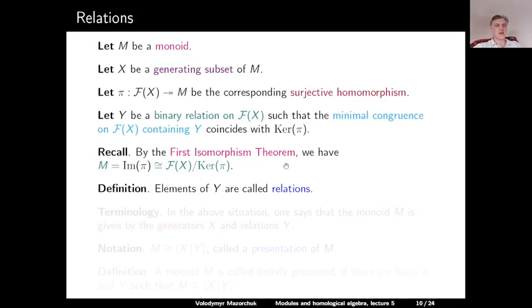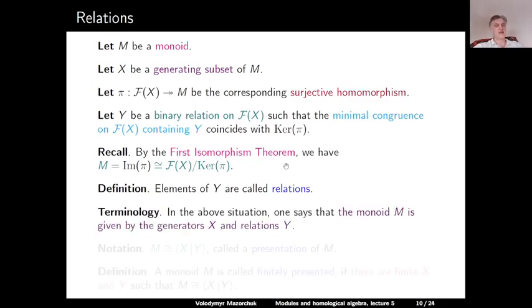So in this case, the elements of Y are called relations, and we say that the monoid M is given by the generators X and relations Y. And we have the same notation as for semigroups.